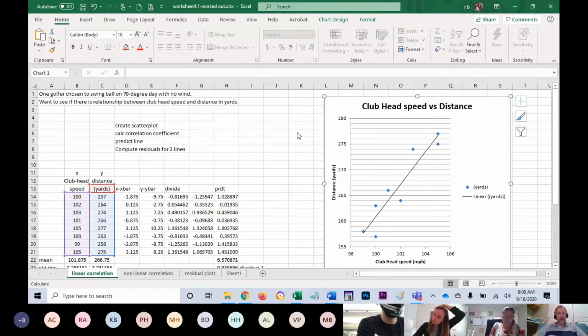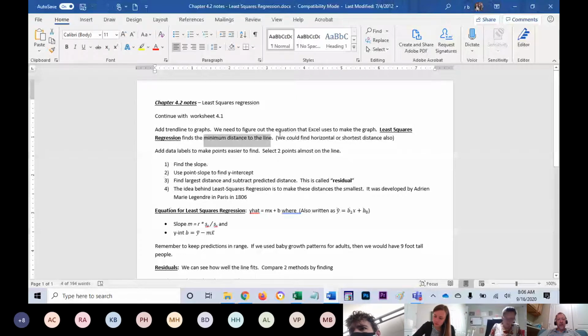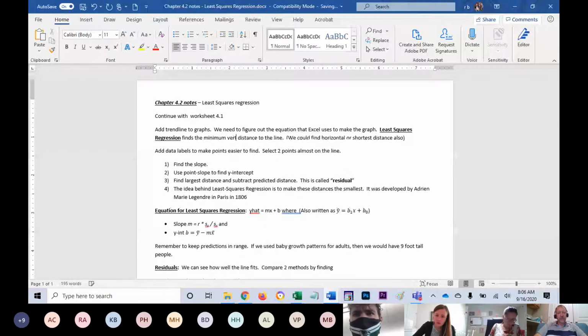And if I go back to my notes here, the least squares regression line finds the minimum vertical distance. Oh, I guess I should put vertical in there. Vertical distance to the line.